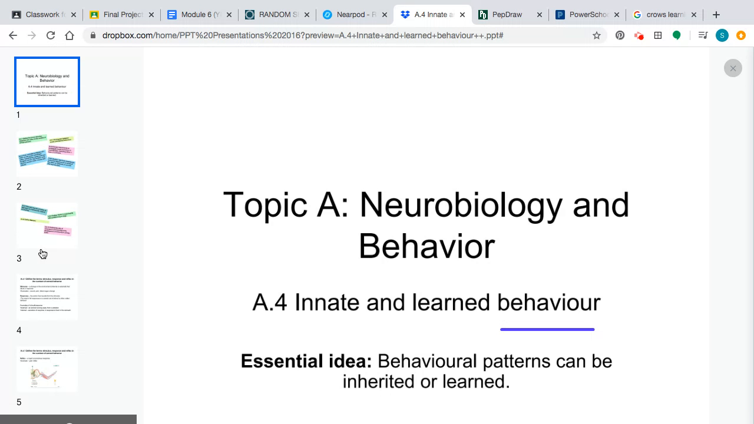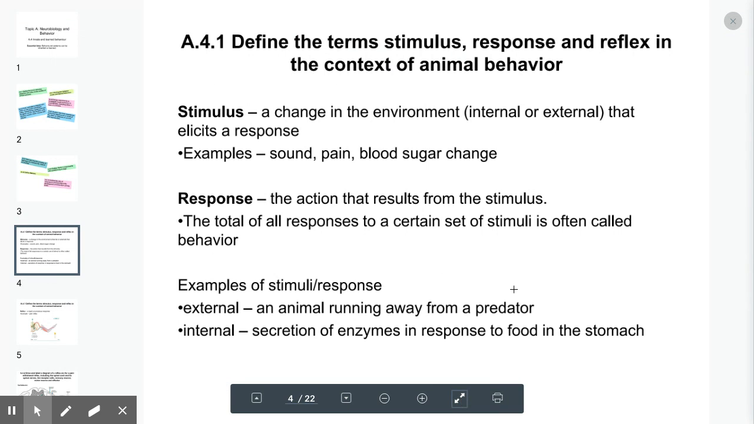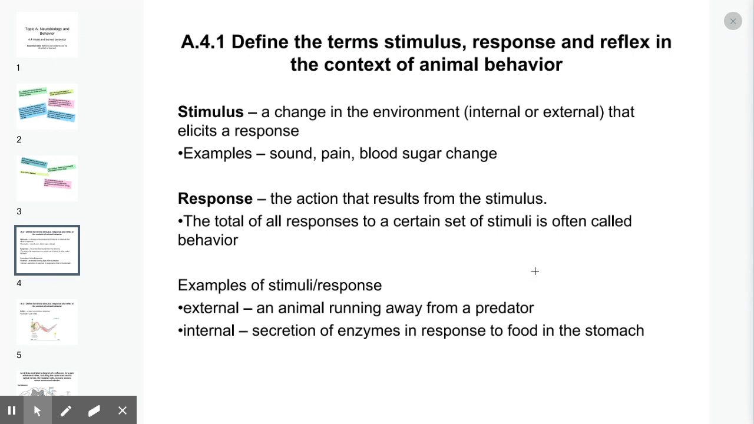It's a couple definitions. In A.4.1, we just need a definition for stimulus and response when we're talking about how it results in some sort of animal behavior. So stimulus is basically what's happening in the environment. So some sort of change will cause a response. For example, sometimes it's not as obvious as you might think. So it might be internal.